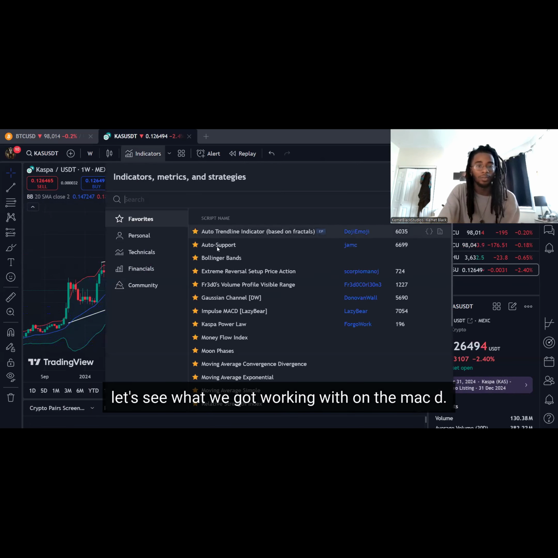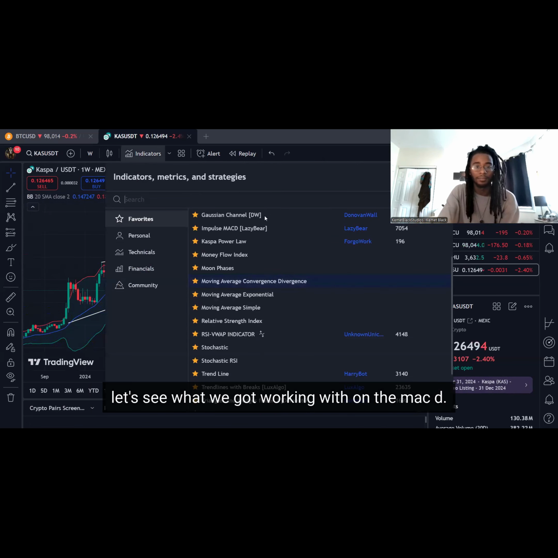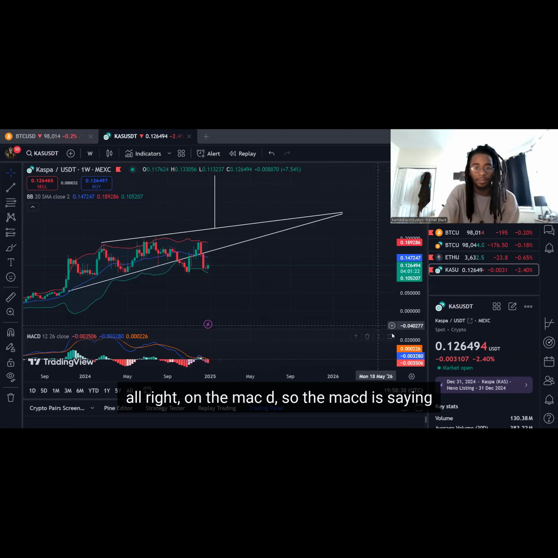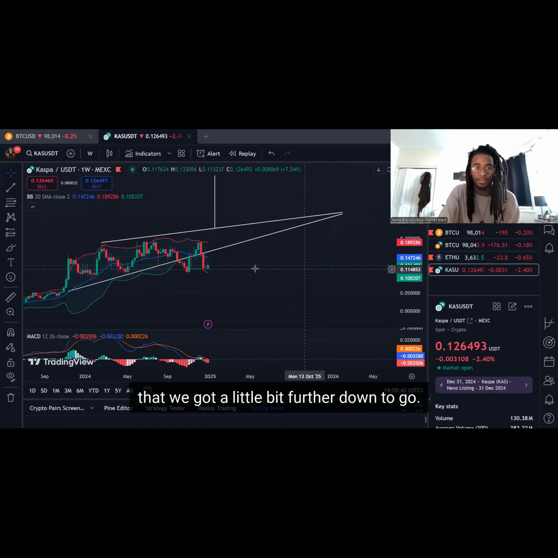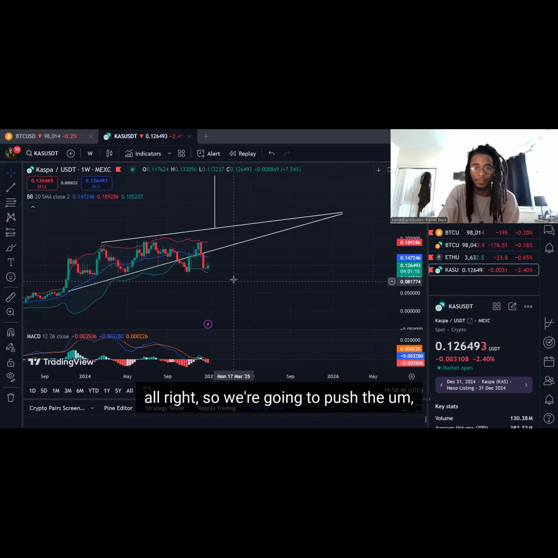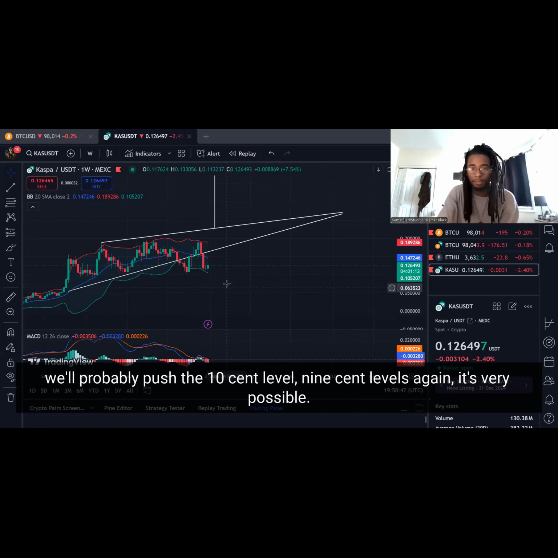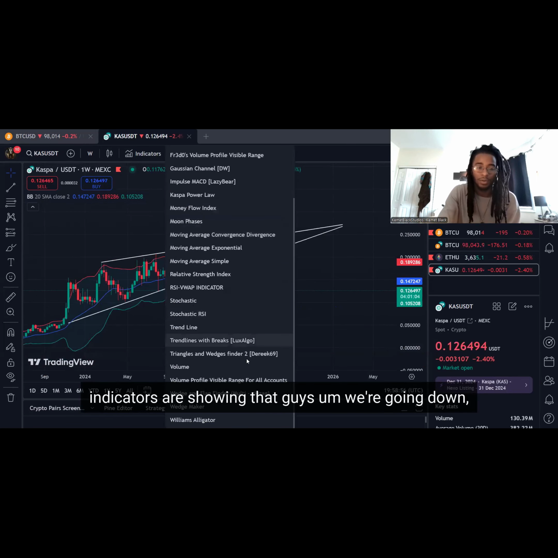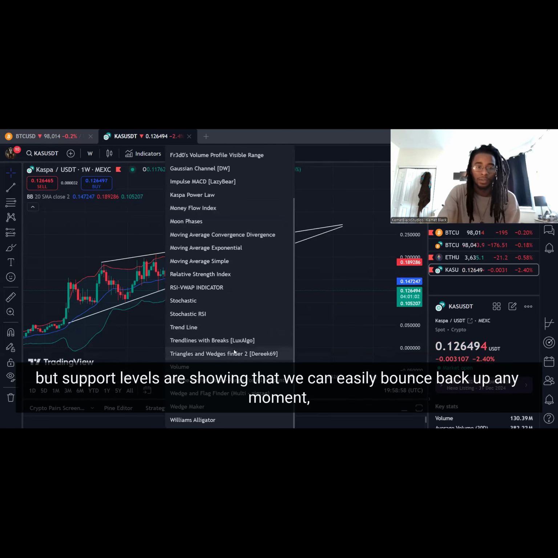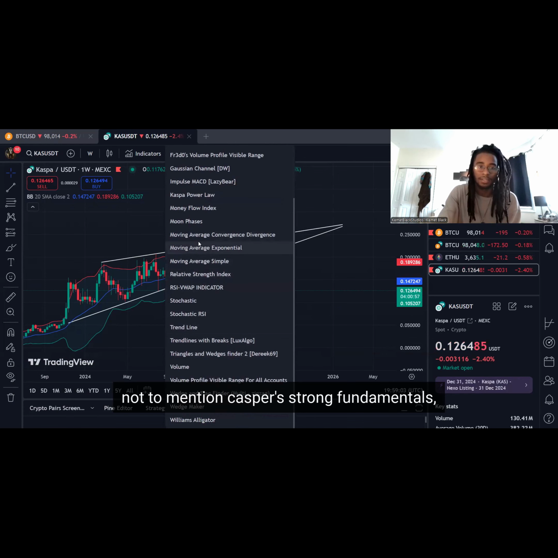Let's see what we're working with on the MACD. All right, on the MACD. So the MACD is saying that we've got a little bit further down to go. We'll probably push the 10 cent, 9 cent level again. It's very possible. Indicators are showing that, guys, we're going down, but support levels are showing that we can easily bounce back up at any moment. Not to mention Kaspa's strong fundamentals.